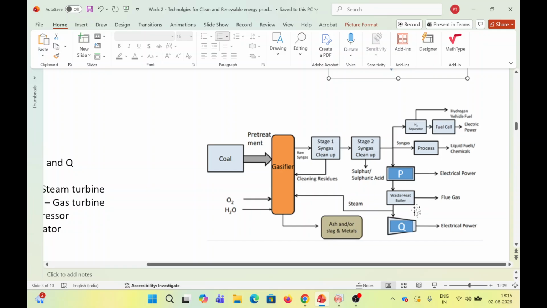Or it can go to a waste heat boiler, and then the flue gas can be ejected out and go to another operation to generate electrical power. Whatever steam comes out can go to the gasifier to make the process more efficient. So basically that is the main aim. So what do operations P and Q actually represent?